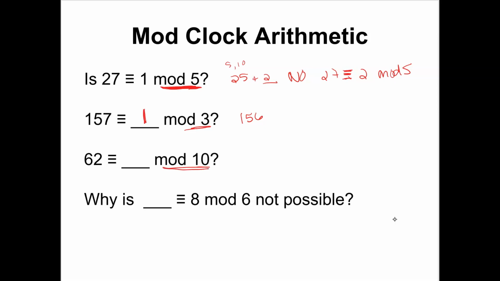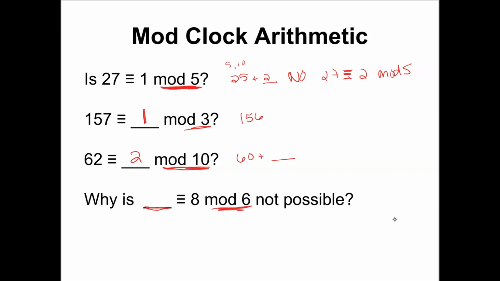Okay, how about this? Mod 10. All right, what's the biggest multiple of 10 that gets me close to 62? It's 60 plus 2.